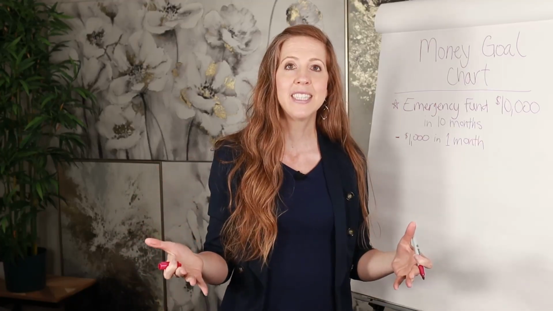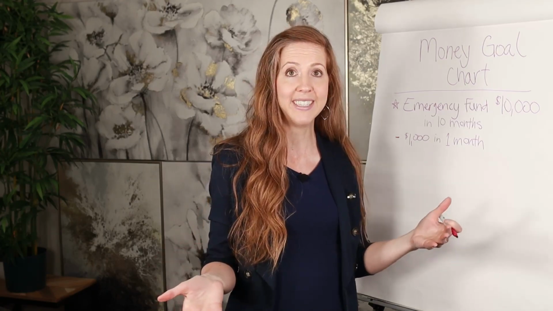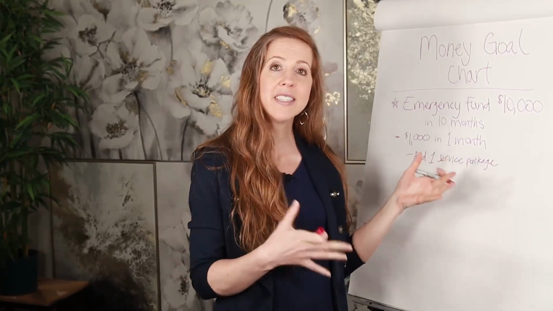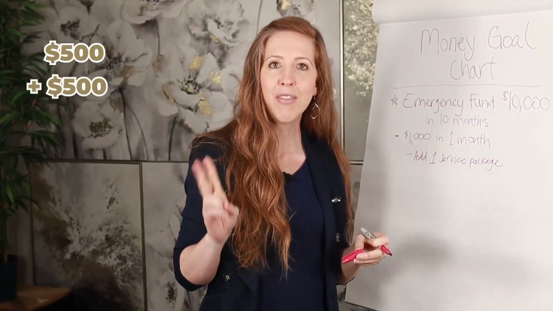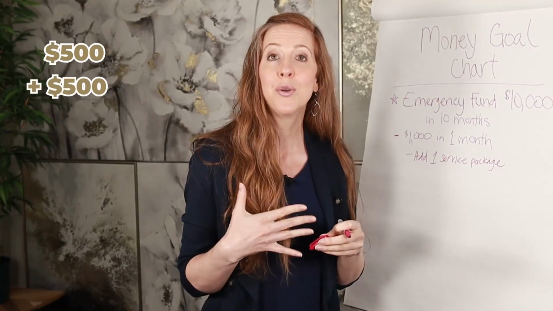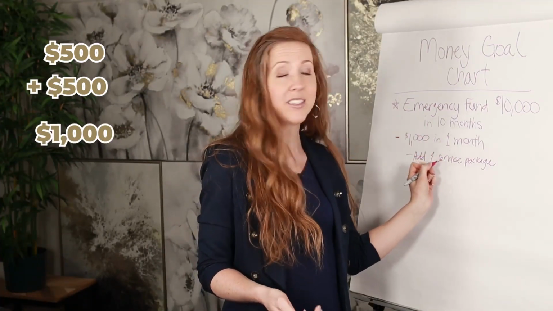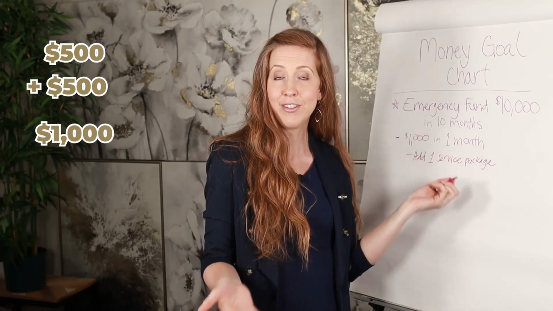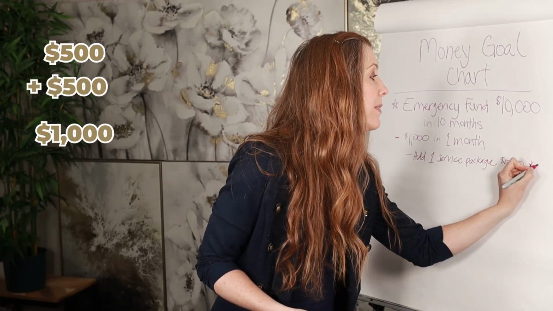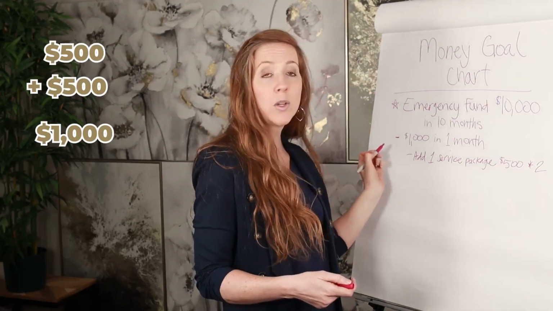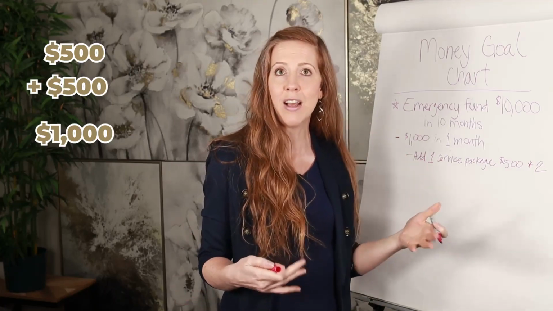For me, I'm going to say that I want to add another service to my business. And I'm going to say that that service is packaged at $500. So I'll need to sell 2 of those packages in order to reach my $1,000. So I'll write down that package, that service package, is going to cost $500. And then I need to sell 2 of them. So I'll put times 2. So that's going to be my goal, my task for this month in order to create an extra $1,000.